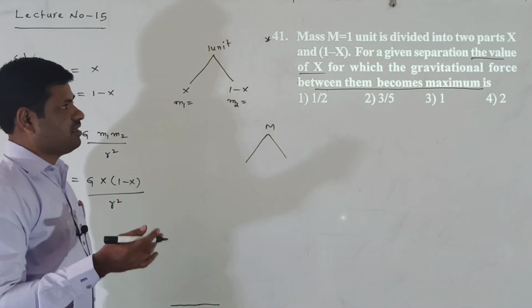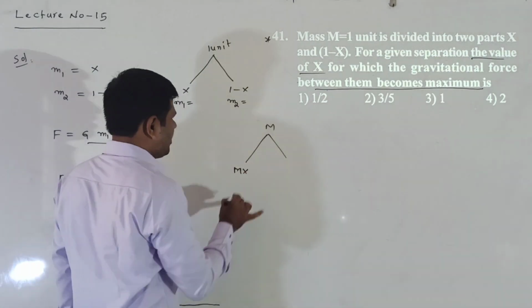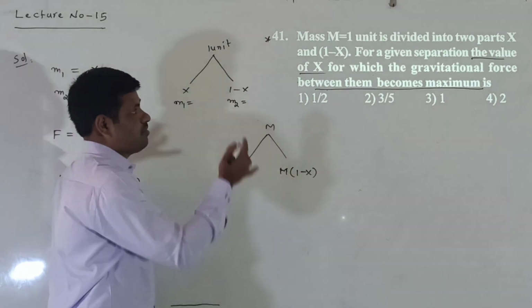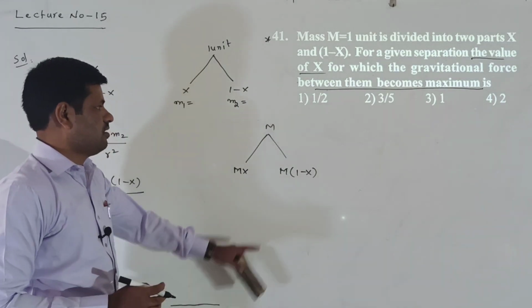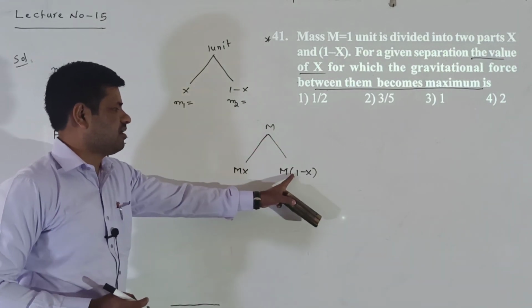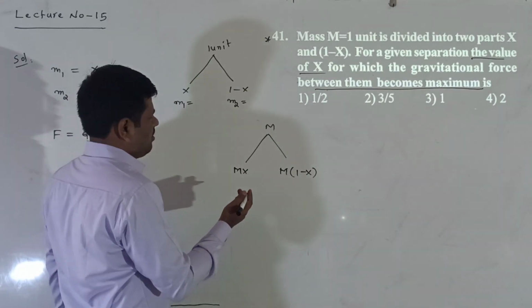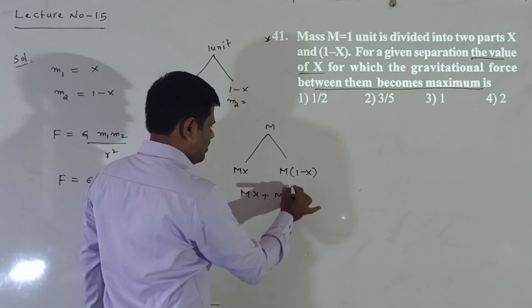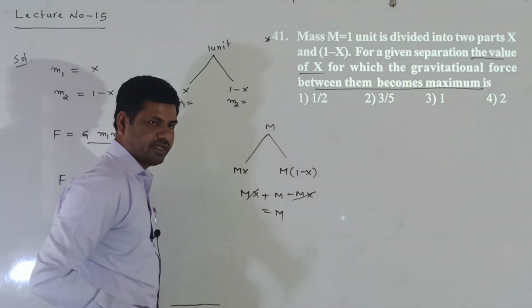When m is given, sometimes one mass is mx and the other mass is m into 1 minus x. But m is equal to 1 unit. So one is x, another one is 1 minus x. When I add these, mx plus m minus mx, the mx cancels, and again we get m. We can take it like this.